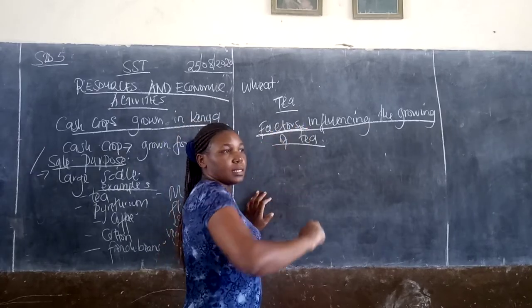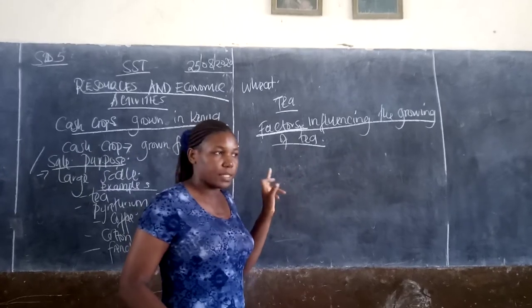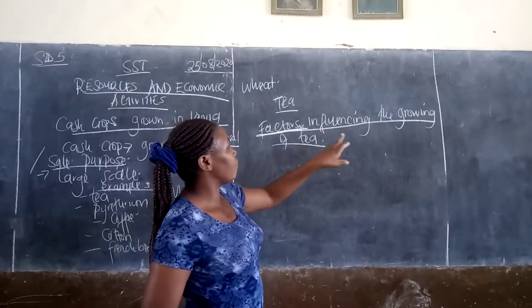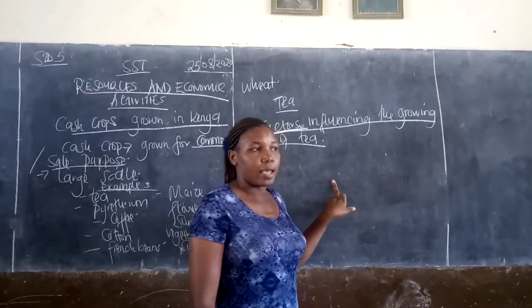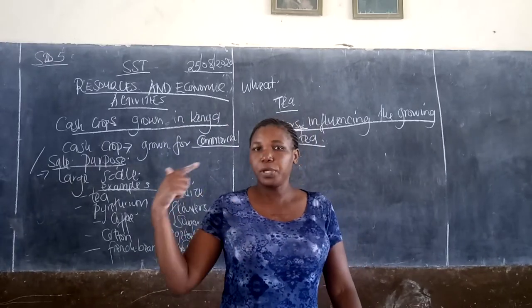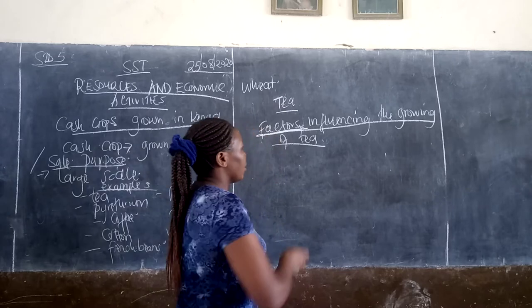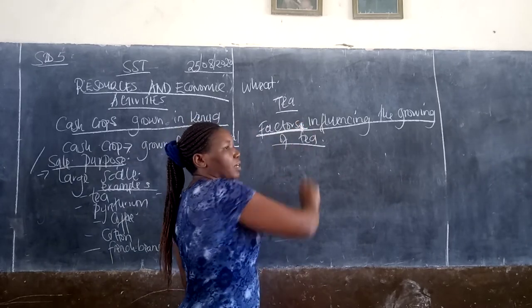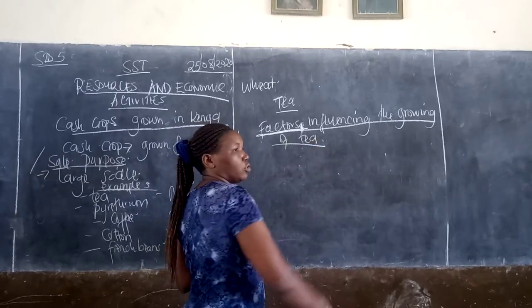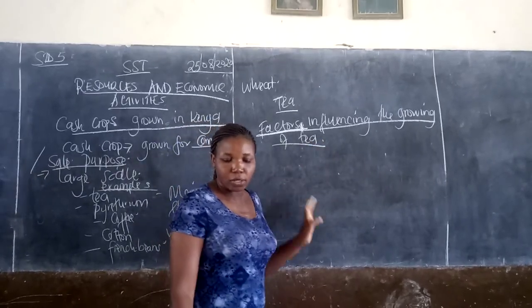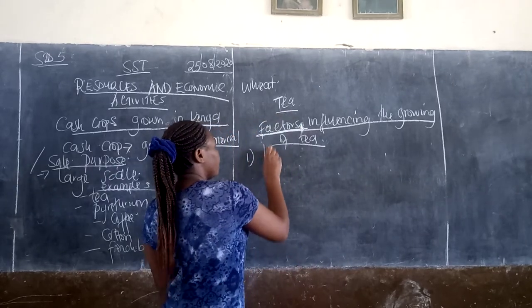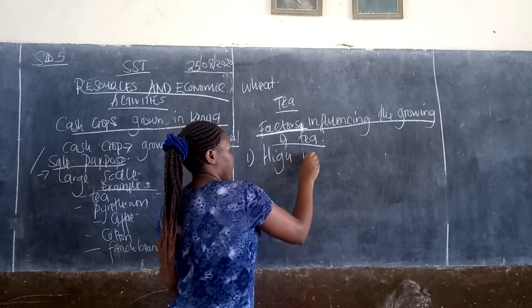That was factors. What will determine the growing of this tea? I repeat, factors are what will determine the growing of tea in a particular area. The reason is that there are different factors that tea requires. The tea requires some conditions for it to grow somewhere. And one condition is that it requires high rainfall.